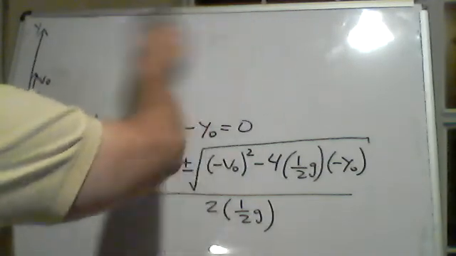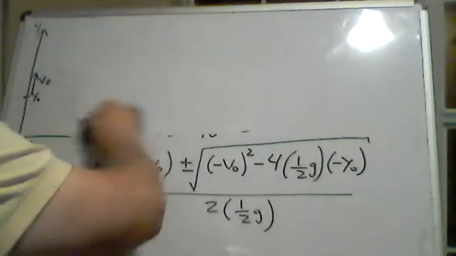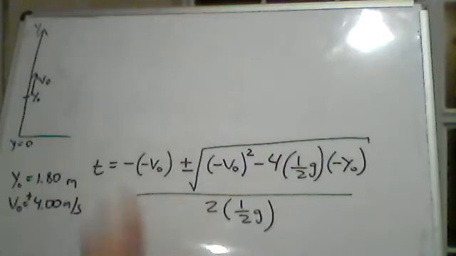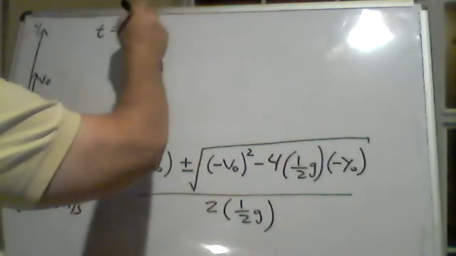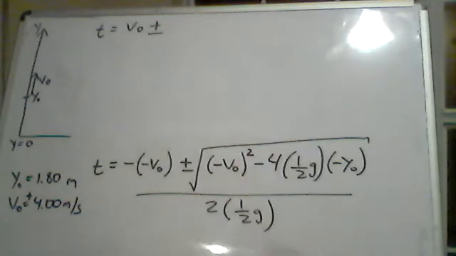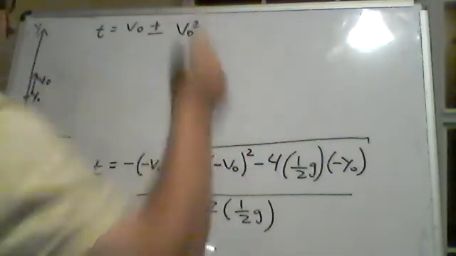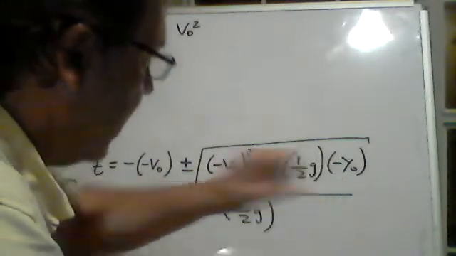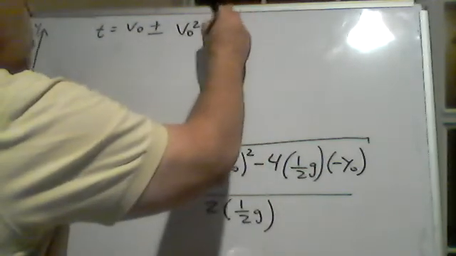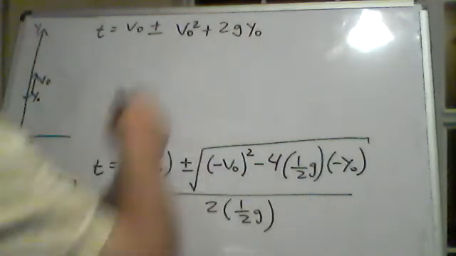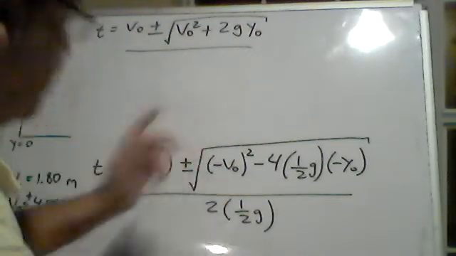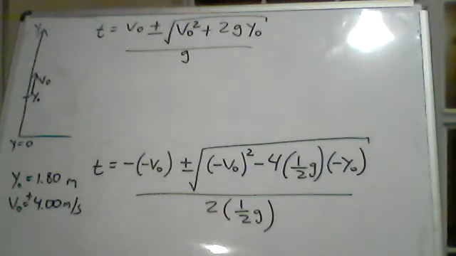And I've really solved for t. So I'm just going to rewrite this and simplify a little bit. I know that negative of negative v naught is just v naught. So t is equal to v naught plus or minus the square root of negative v naught quantity squared as well. Anything squared is positive, so v naught squared minus 4, and negative times a negative is a positive. So this whole second term is positive. 4 divided by 2 is 2, so I have plus 2g y naught. And of course, on the bottom, 2 divided by 2 is 1, so I have just g in the bottom. It's as simple as I could possibly write it now.